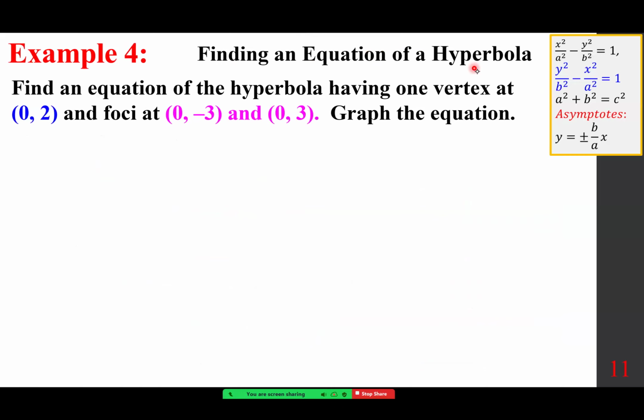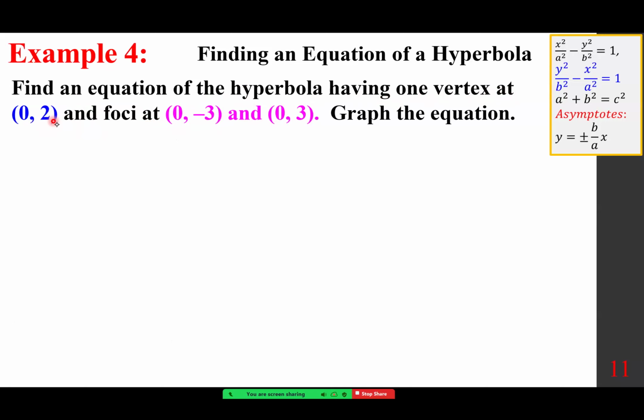Finding an equation of a hyperbola. So what is given? Find an equation of a hyperbola having one vertex at 0, 2, and foci at 0, negative 3, and 0, 3. Because of the way it's given, clearly it is giving us the center, because the center is between these two, by the way. So this tells us the center is 0, 0.